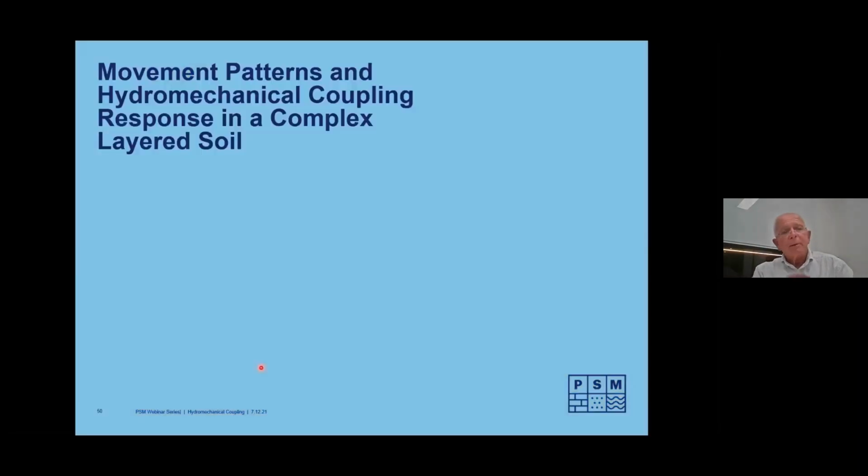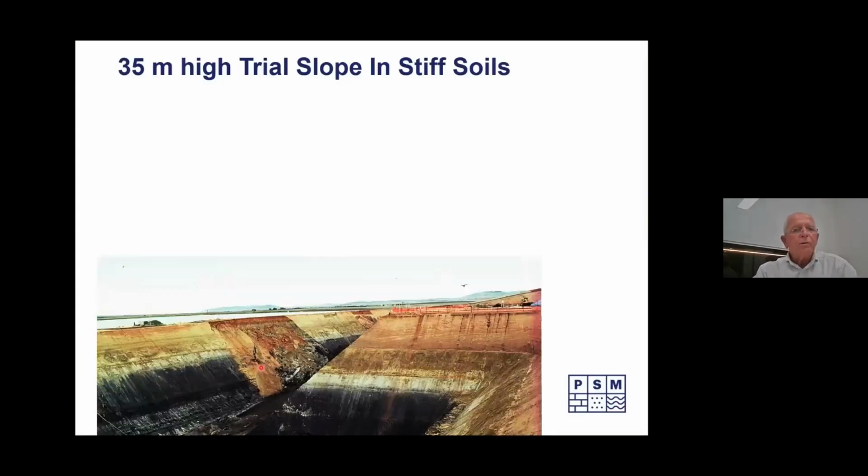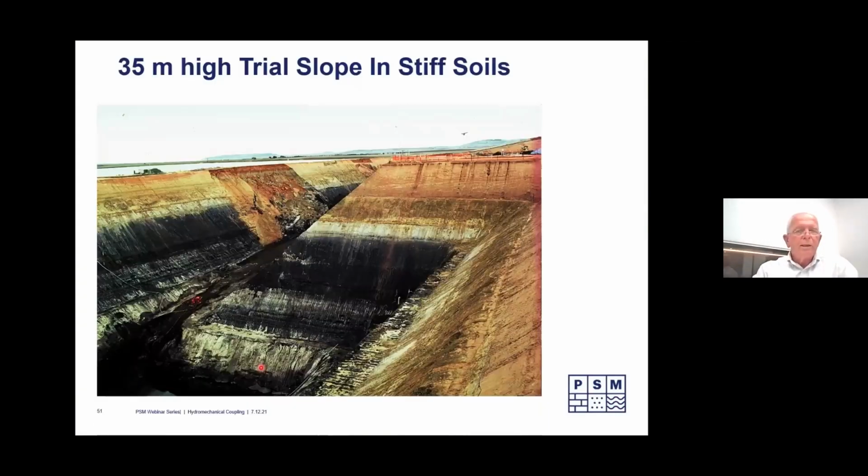Let's have some examples now. A layered soil context. I'll go through these pretty quickly. This is a soil slope. The materials are only 250 kilopascals. As you can see from this very sharp corner here, they're excavated at about 42.5 degrees, 35 metres high.